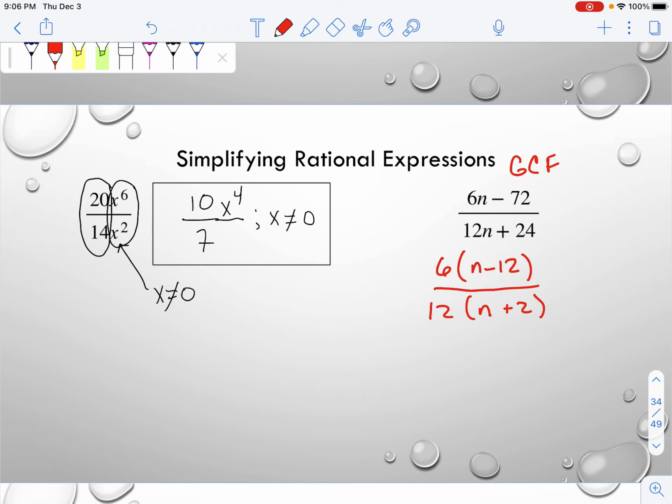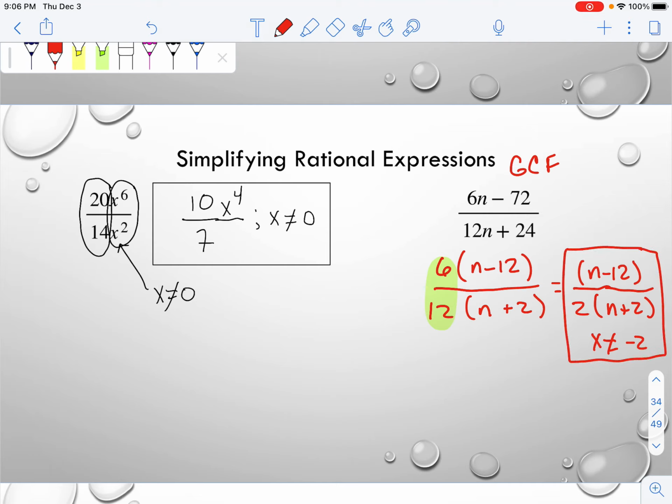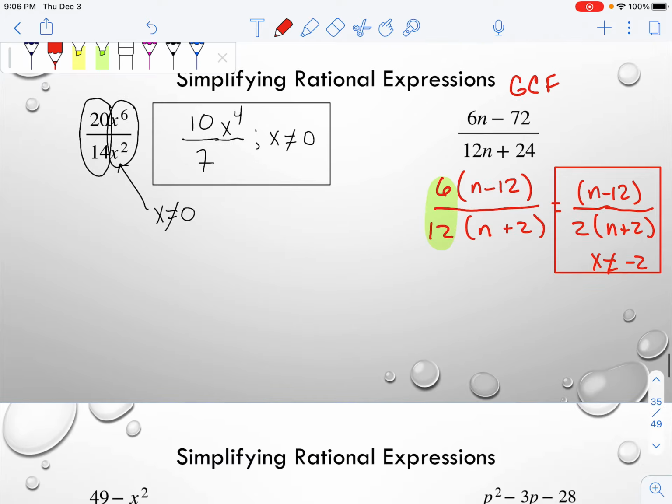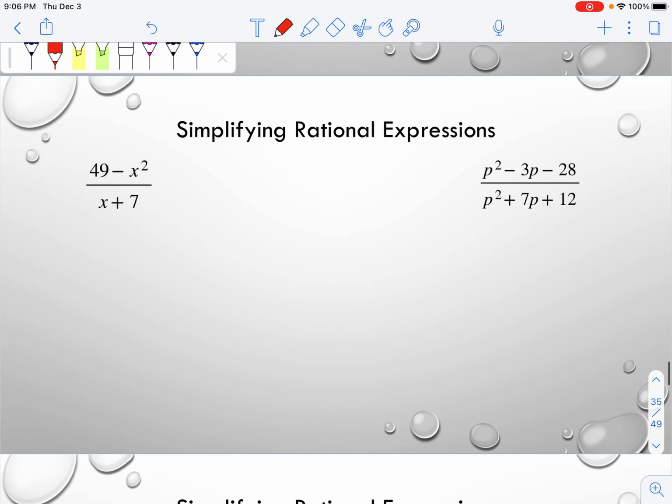The only thing that we can reduce here is 6/12, which reduces to 1/2. So our 2 goes in the denominator. We don't have to put a 1 upstairs because we have the n minus 12 up there. And then lastly, n plus 2. And x is not allowed to equal -2. It's very important we put that domain restriction in there. Pretty simple. Let's continue on here.